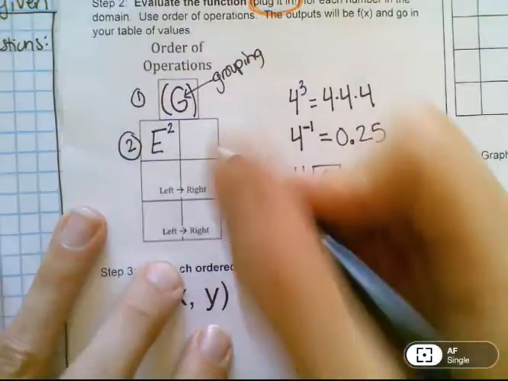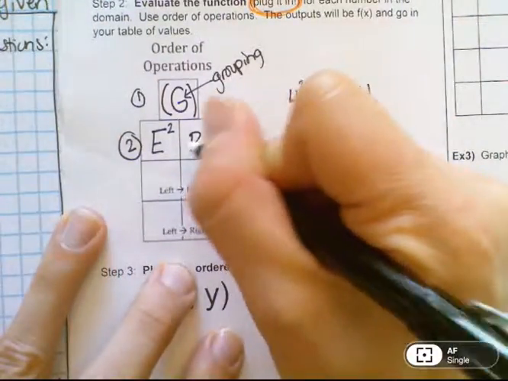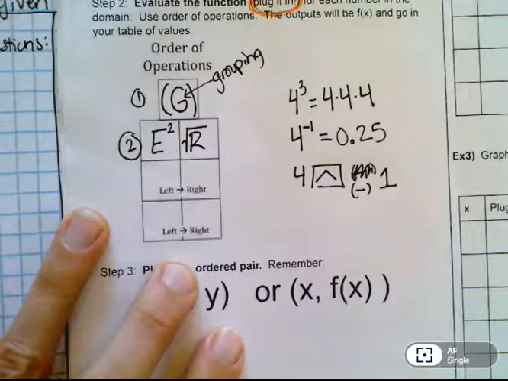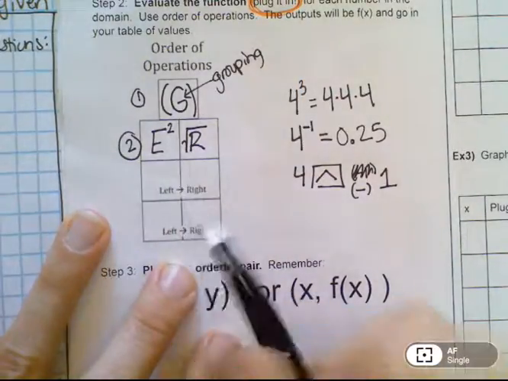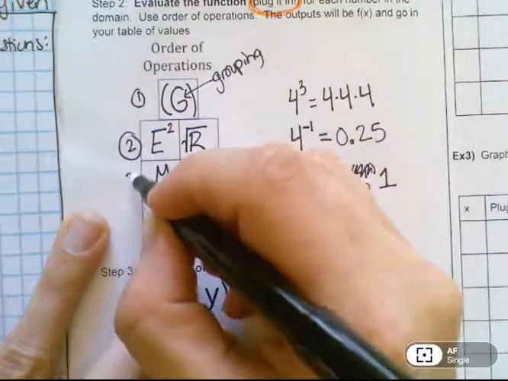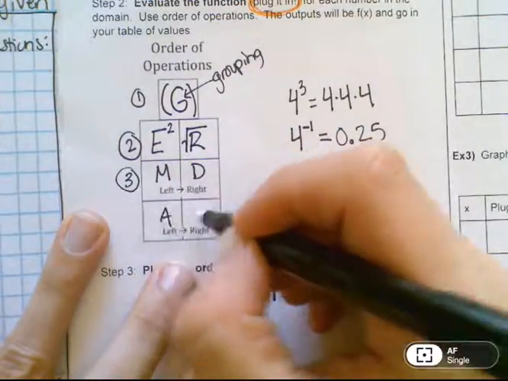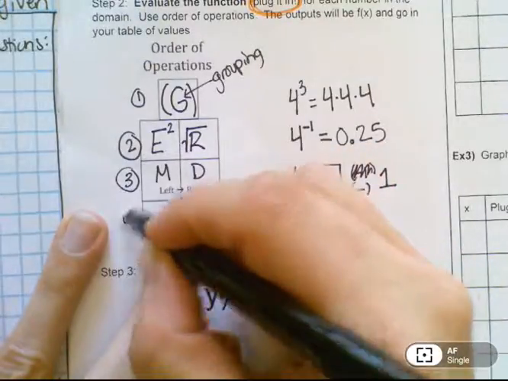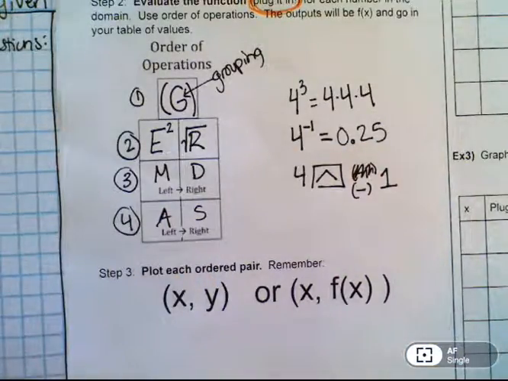Okay, so back over here, along with exponents are roots, like square roots. We'll talk about those later, but that happens in the same step. Then MD for multiplication and division, that's step 3. And then AS for addition and subtraction, so GERMDAS.